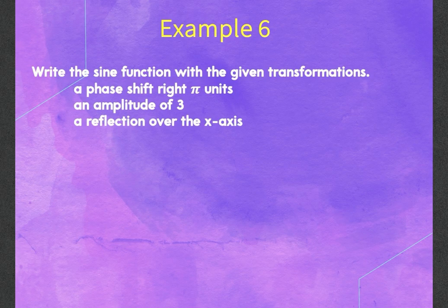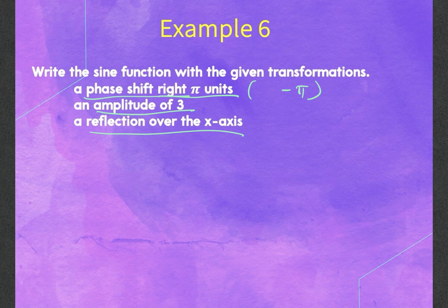Okay, example 6 says write the sine function with the given transformation. So now we're doing what we did in 3.5, where we're getting information and finding the equation. This one says it has a phase shift to the right pi units, an amplitude of 3, and a reflection over the x-axis. So the phase shift is going to be added or subtracted inside the parentheses because it's right. We're going to subtract it.